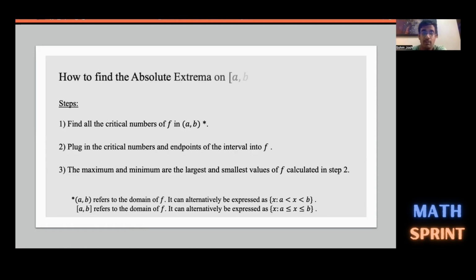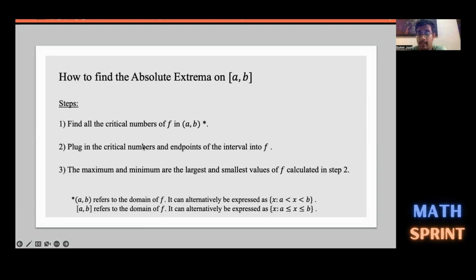Okay, so how do you find the absolute extrema on the closed interval a comma b? Now, the first step is, again, find the critical numbers of f in the closed interval. Apologies, actually. This is supposed to be a closed interval and not an open interval. Sorry for this mistake, guys, but this isn't supposed to be parentheses. It's supposed to be square brackets. So remember, this is a closed interval.